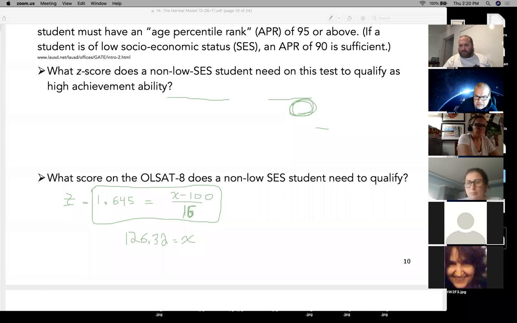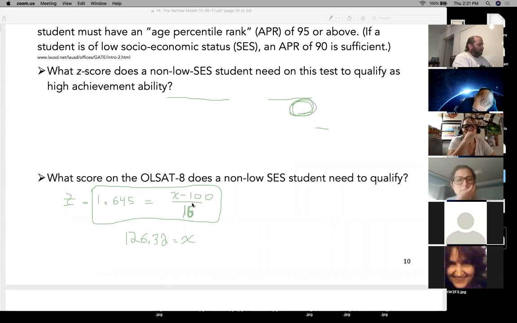So what's the question? You multiply both sides by 16. When I multiply this side by 16, the 16s cancel. So I get 16 times 1.645 equals X minus 100. And then I just add 100, right? Correct? Okay, it's all good. Does that make sense? Yes.